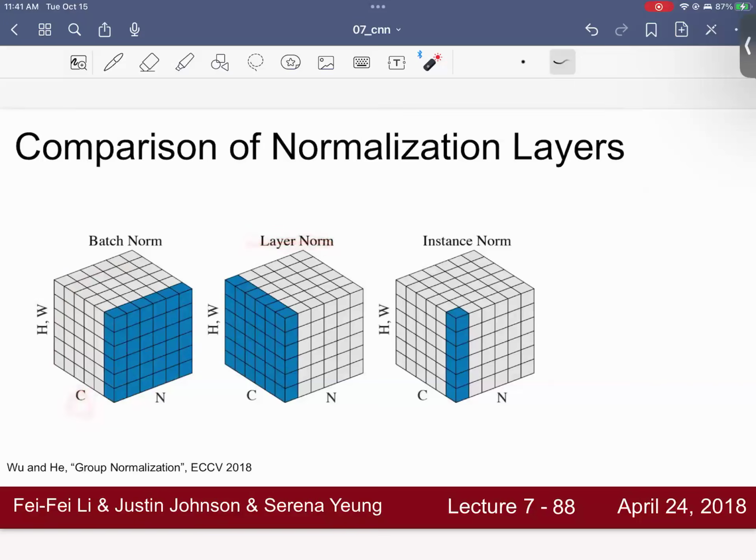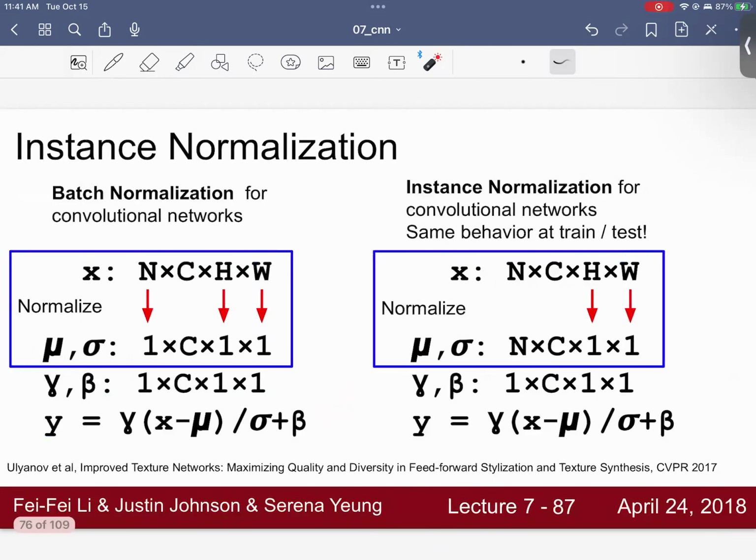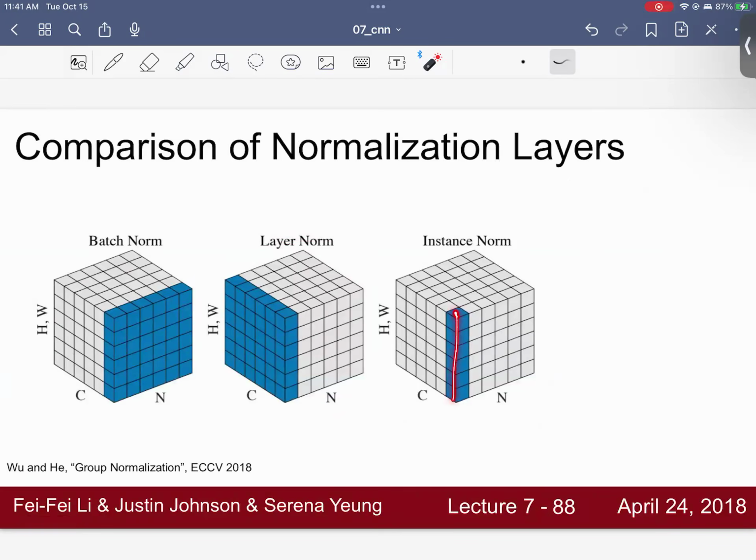Layer norm is the other way around. It leaves the samples alone and only averages over channel and height and width. Instance norm only averages over height and width, right? Here. So these are the differences between different normalization techniques.